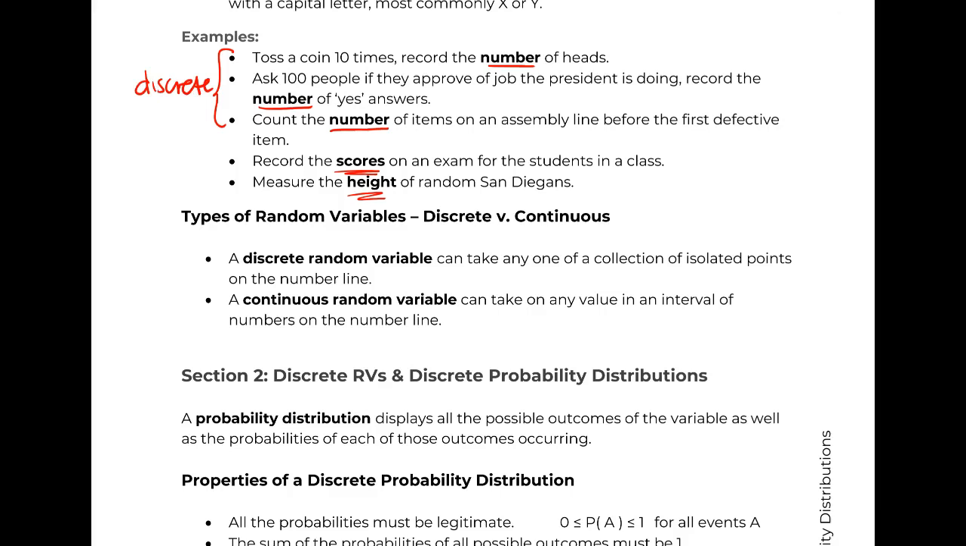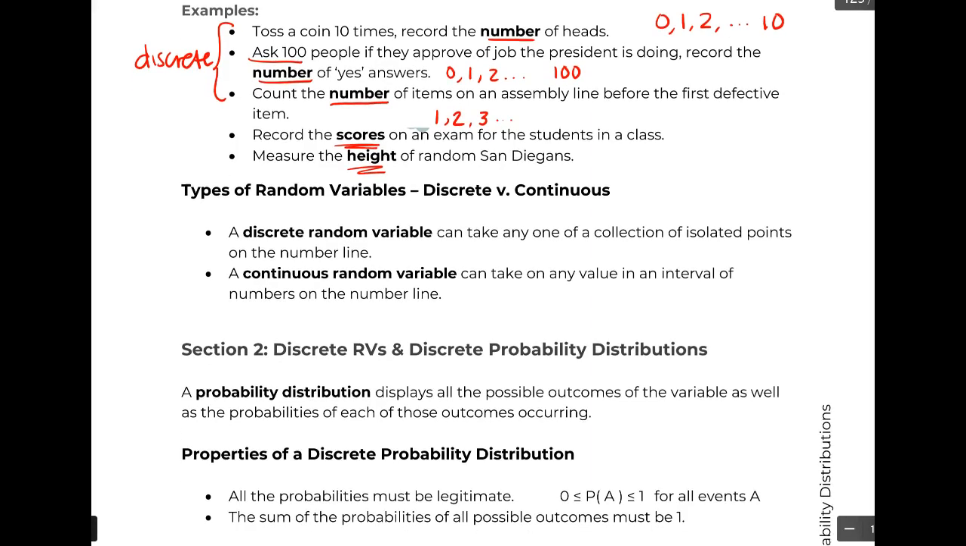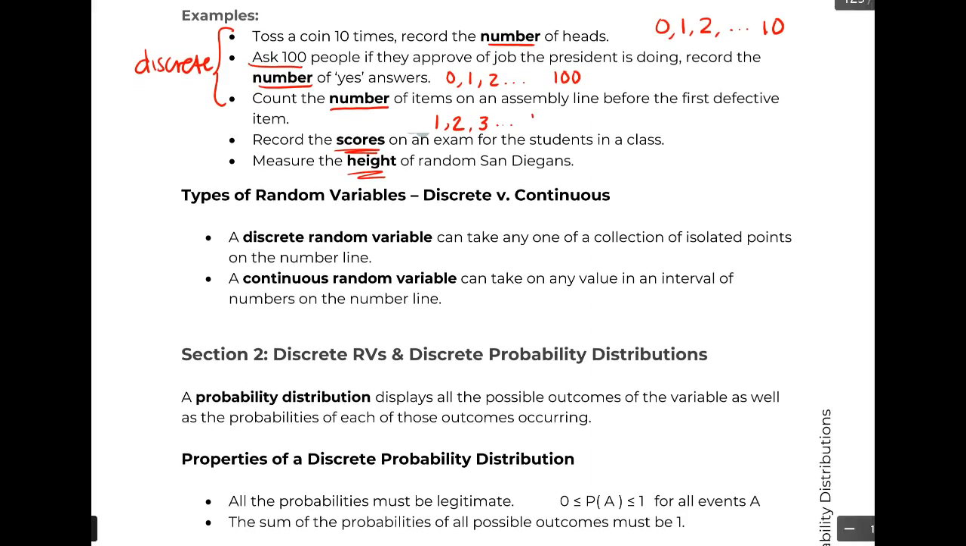Because in this case, if we're talking about a count or a number of things, you can only have 0, 1, 2, and then the first example up to 10. The next one about approval of the president, again, if we're only asking 100 people, we could have 0, 1, 2, all the way up to all the people responding that they approve. And then the number of items on an assembly line before the first defective one, again, not 0, that doesn't make sense, but 1, 2, 3, and this one doesn't necessarily have a set number, right? This could keep going kind of forever, but all of these are discrete because you can't have 1.5 defective items or items looked at before you reach a defective one.